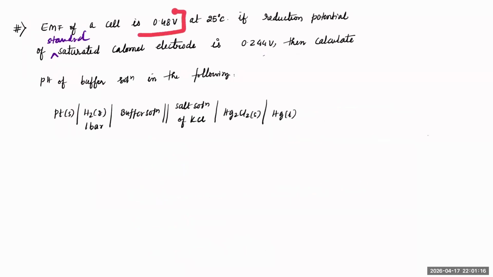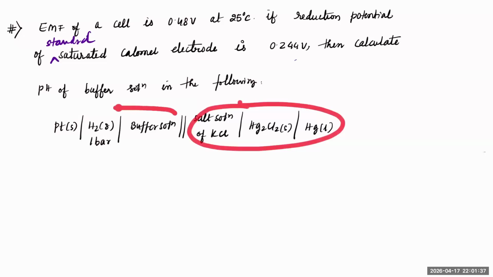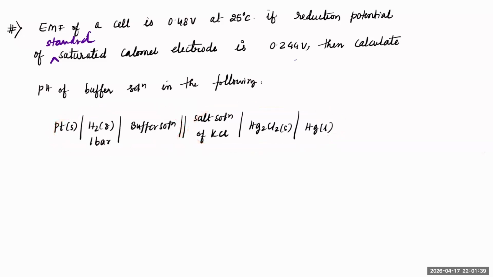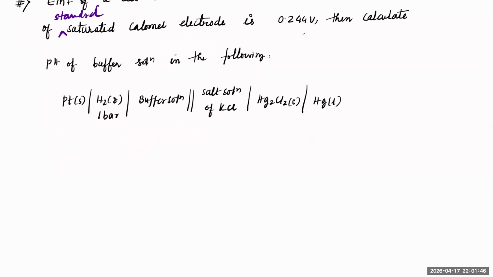If the EMF of the cell is given as 0.48, and the reduction potential of the standard saturated solution of calomel is given as 0.244, then I need to calculate the pH of the buffer solution in the following. So here there is a buffer solution. We need to find out the pH of that buffer solution. Right hand side there is a calomel cell, which is the cathode part, and the left hand side there is a hydrogen electrode cell, which is the anode part. Okay. So what might be the reactions that are happening if we write it down?